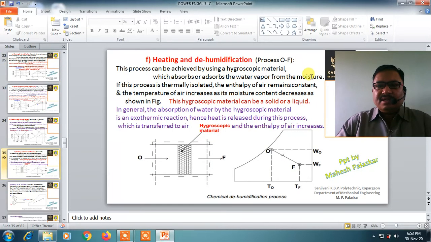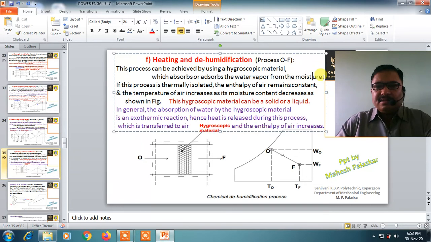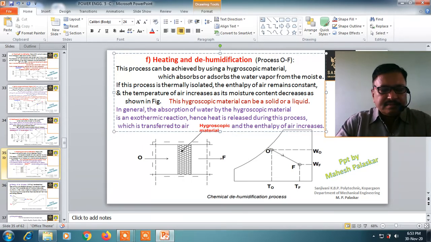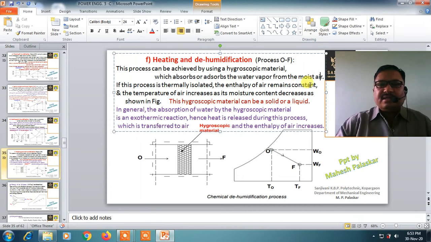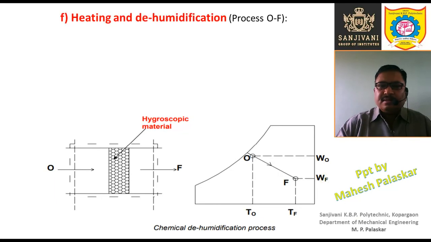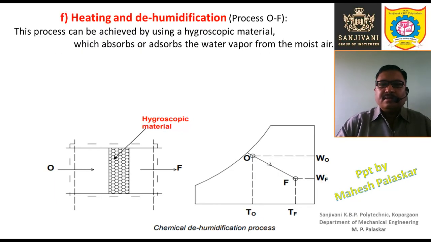Okay, so let me just change. Moist air, right? So this hygroscopic material will absorb or adsorb the water vapor from the moist air, or the air stream, which is flowing from left to right.